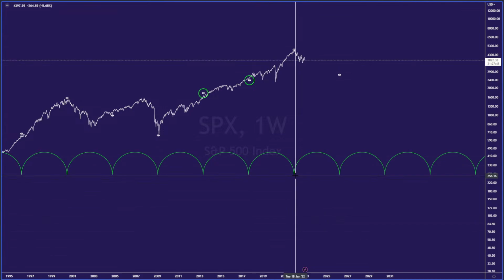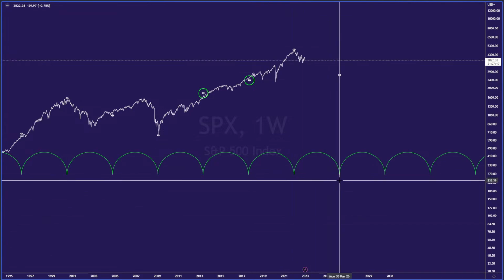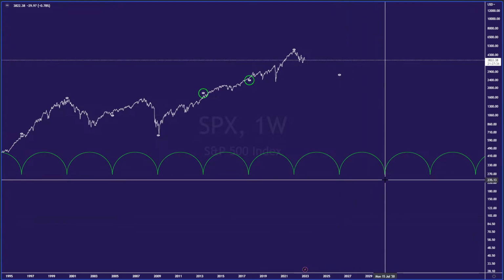Because the time cycles are not equal, right? We've got November of 2021, then we've got March of 2026, and then we've got July of 2030. So we're not talking about January and then January and then January. We're talking about very odd time frames that somehow add up to something.